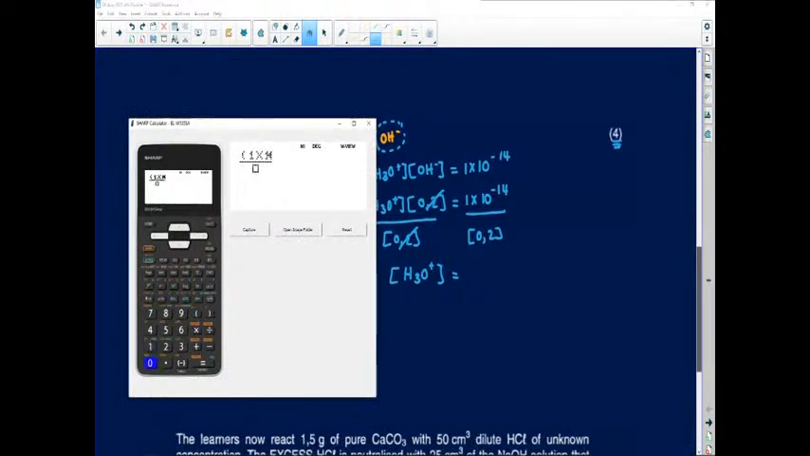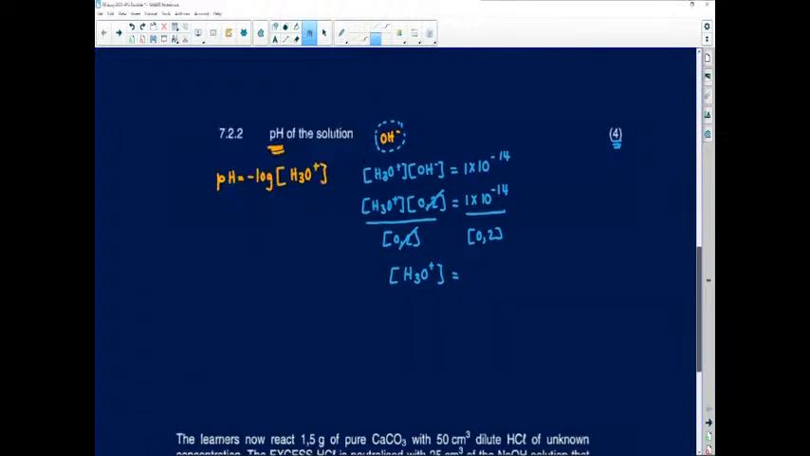So it's 1 times 10 to the exponent minus 14. Close that bracket, and at the bottom I've got the concentration of 0.2. That's what we just calculated. If your answer was wrong, you continue with the answer that you got in the previous question. I get 5 times 10 to the negative 14 as my concentration. 5 times 10 to the negative 14. And that is then mol/dm3, because remember that is concentration.